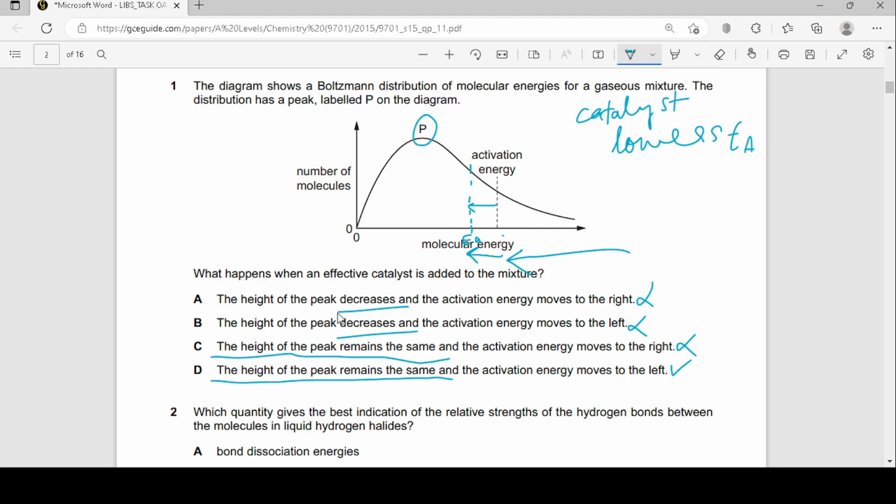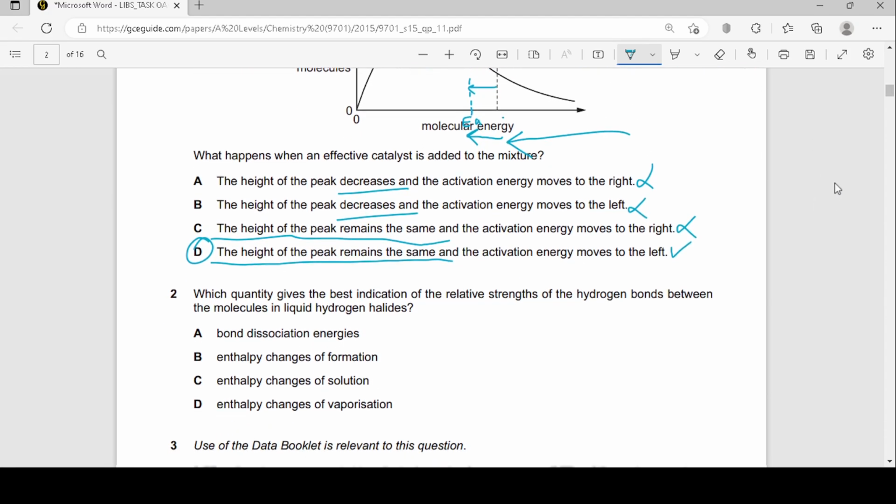But yeah, the activation energy moves to the left. So that means your answer is D. So it's moved to the left and your peak has remained the same. Your whole graph has remained the same. The only thing that has happened is that your activation energy has shifted to the left, right?